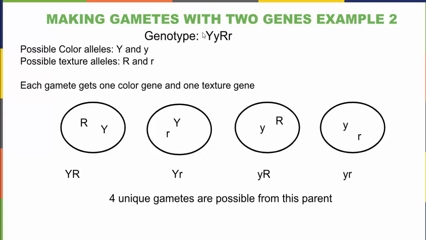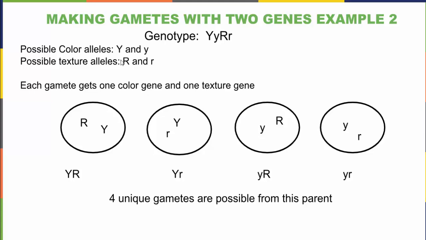If we change it, notice the slide changed, but not much changed on it. Now we change the genotype up here to big Y, and big R, little r. Now think about all the different combos we can make. We could pair the big Y with the big R. We could pair the big Y with the little r, which is what we see here. We could pair the little y with the big R, or the little y with the little r. So now there are 4 possible unique gametes that can be made from this parent.